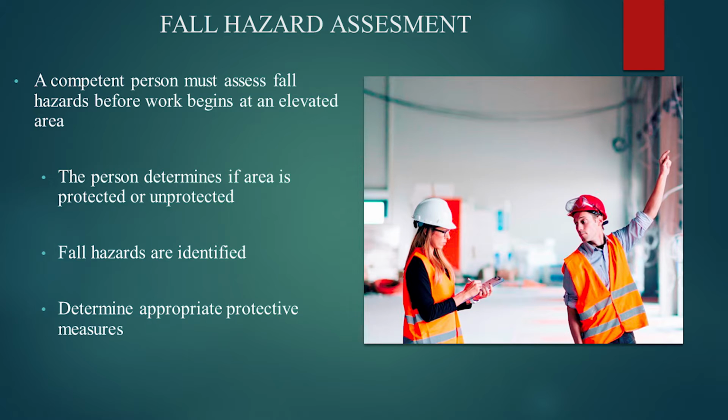OSHA defines a competent person as an individual who has training or experience to identify existing and predictable hazards in the surroundings or working conditions which are unsanitary, hazardous, or dangerous to employees. This individual must also have the authority to take prompt corrective measures to eliminate hazards. After any fall hazards are identified, appropriate fall protection methods will be determined by the competent personnel. The following slides will identify fall hazards commonly found in TUSD.